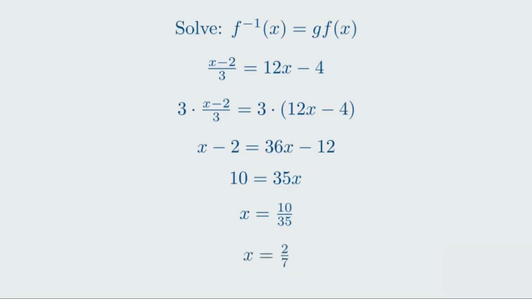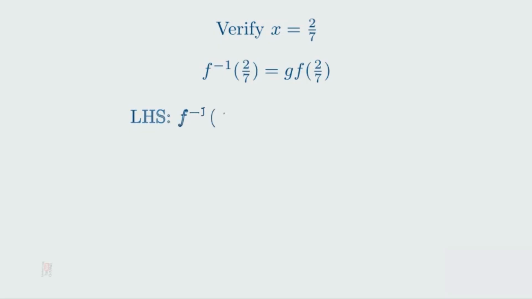This is our solution. To be completely sure of our answer, we can quickly verify it. It's a great habit to get into. We'll substitute x equals 2/7 back into our original equation and check if both sides are equal. Let's start with the left side, that's f inverse of 2/7. Plugging into our expression for f inverse, we get 2/7 minus 2, all divided by 3. 2/7 minus 2 is negative 12/7. Dividing by 3 gives negative 4/7. So the left side is negative 4/7.